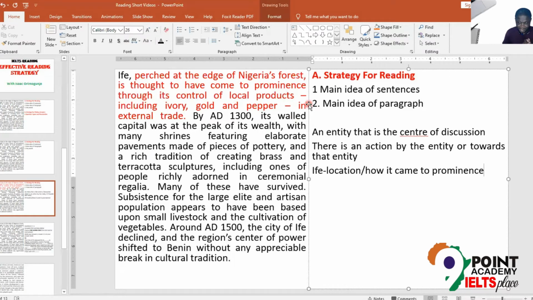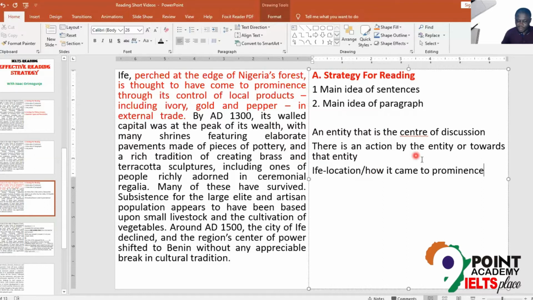Most students get distracted by trying to memorize the information that follows. You can't memorize under IELTS. The basic thing is you read the sentence and within 10 seconds, 5 seconds, you've understood the sentence. Everything the sentence is talking about is Ife's location and then how it came to prominence, or you can say what is responsible for its prominence.